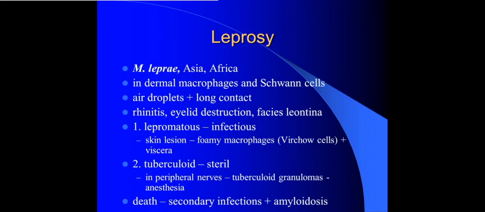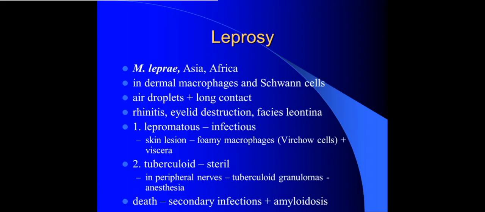Leprosy. Leprosy is first present in Asia, Africa, in dermal macrophages and Schwann cells. They are transmitted by air droplets or long contacts. Eyelid destruction, facies leontina, and lepromatous infection will take place. Skin, what happened in this? Skin lesions will be formed, foamy macrophages plus viscera. Mainly there is no treatment of the leprosy.